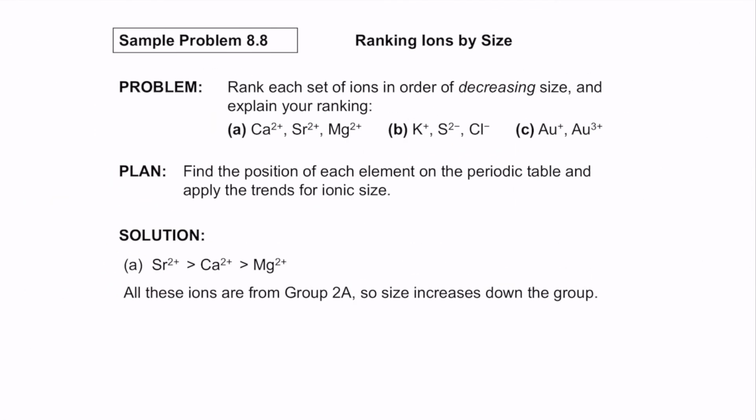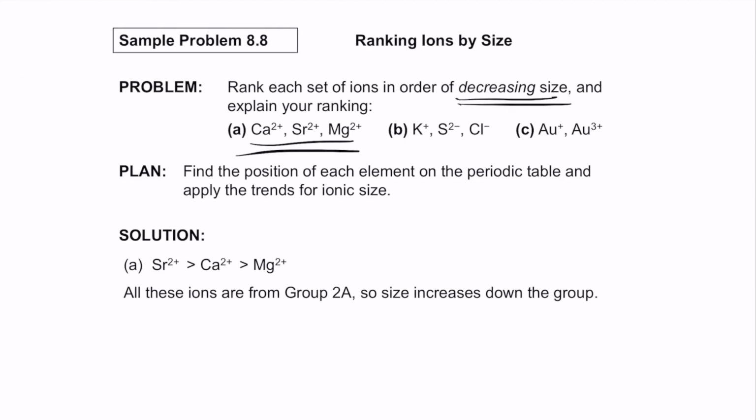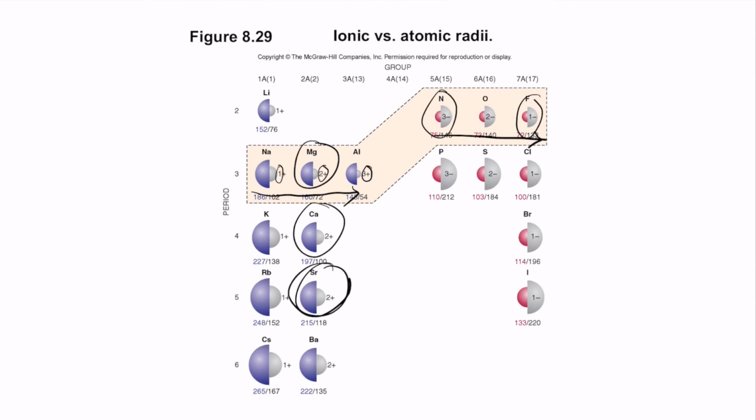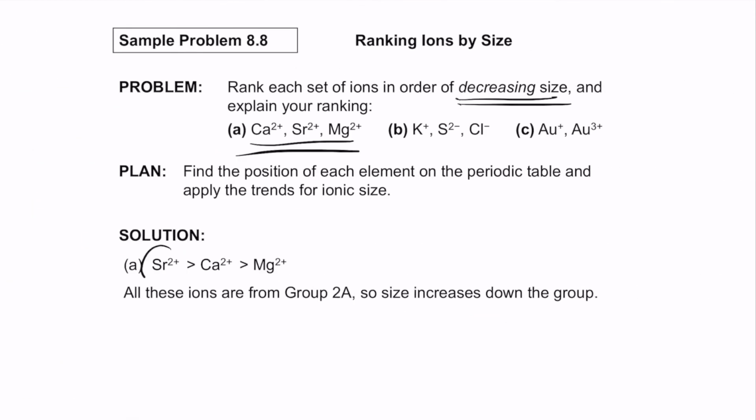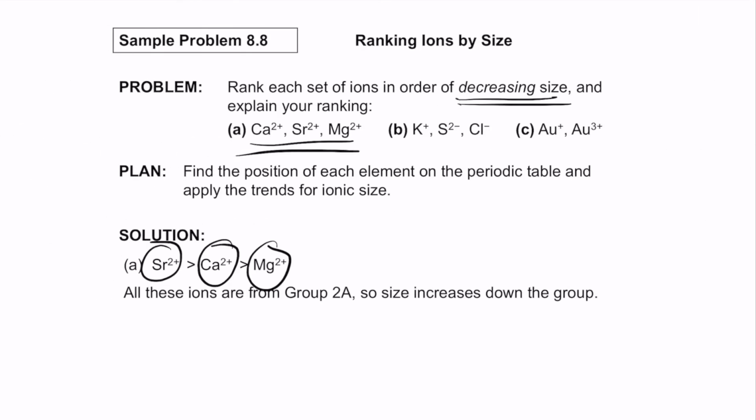So pause the video right here and try to solve these problems, ordering them in decreasing size. Let me do the first one. The first one is calcium, strontium and magnesium. All of them have the same 2 plus charge, so remember that atomic size plays into this. The largest is going to be strontium, the next largest is calcium, and the next is magnesium. So use the same principle and solve the other two problems.